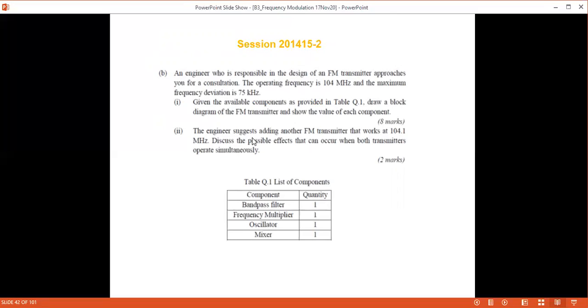104.1 is the frequency of another FM transmitter. Discuss possible effects if we operate them simultaneously. So you need to know what the deviation between these two operating frequencies is, whether it can cause interference or not. If you put them closely at these frequencies, 104.1, what will happen?